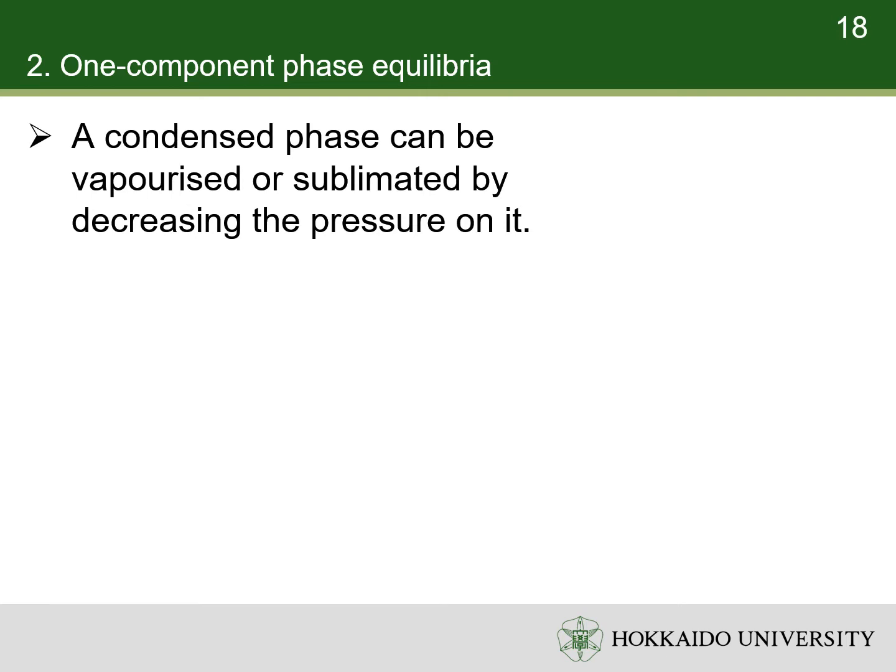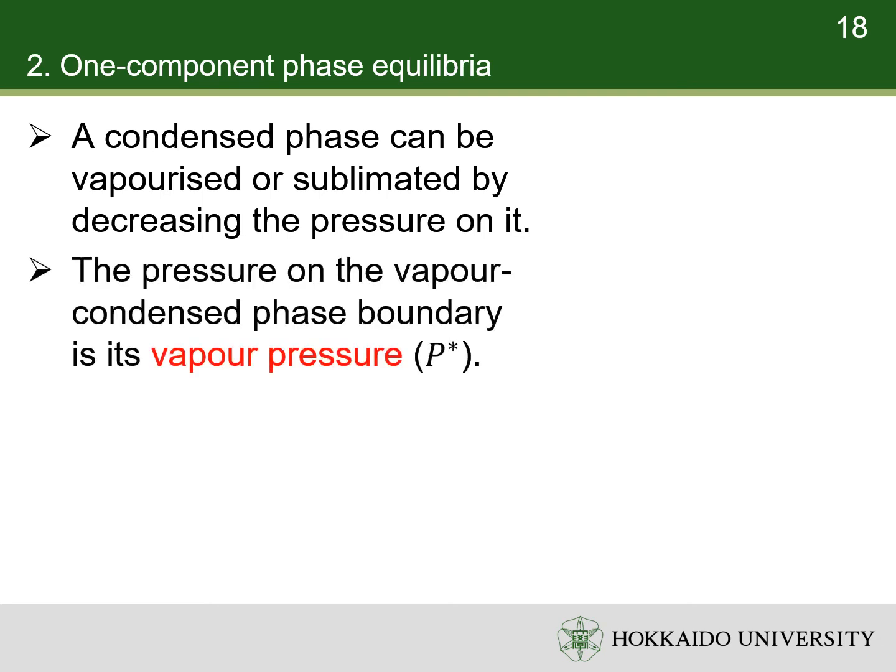Then let's consider the phase transitions involving a vapor. A vapor is a phase which can be condensed or deposited by increasing the pressure on it without changing the temperature. In other words, a condensed phase can be vaporized or sublimated by decreasing the pressure on it without changing the temperature. The pressure on the vapor-condensed phase boundary is its vapor pressure.